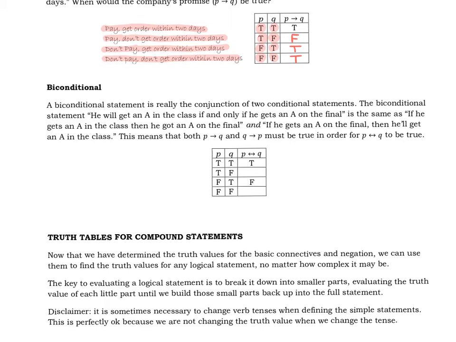So if P is true, so he gets an A on the final, and Q is true, he got an A in the class. Is it true he gets an A on the final if and only if he gets an A in the class, or vice versa? Then yes. Okay, yes, of course, that is true. He met both of those qualifications. He got an A on the final, he got an A in the class. Works both ways.